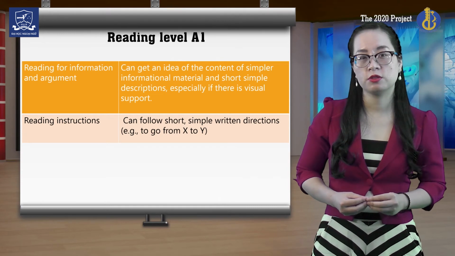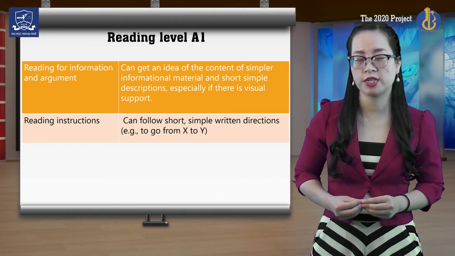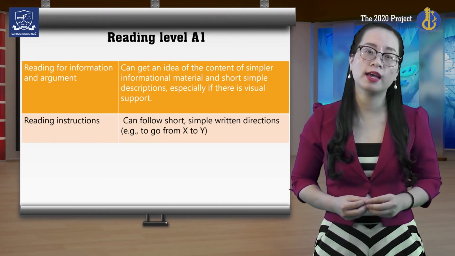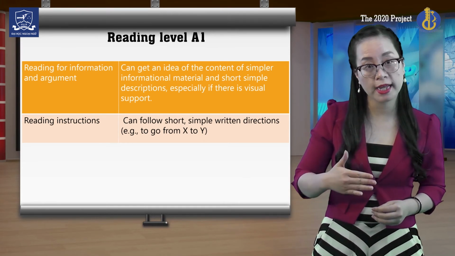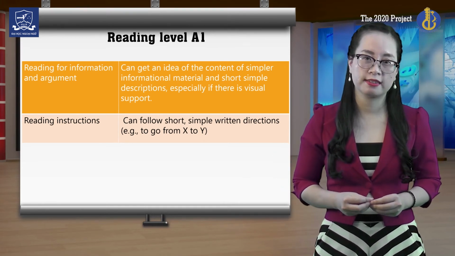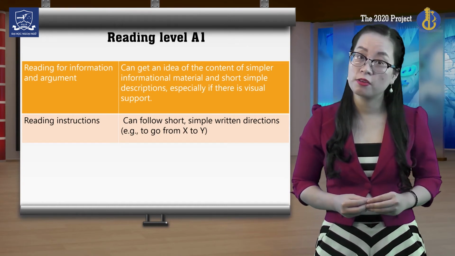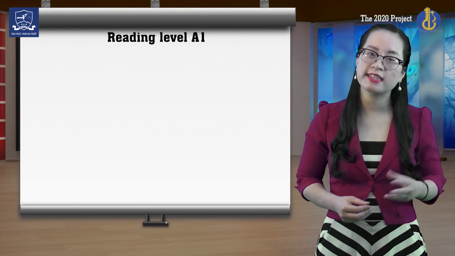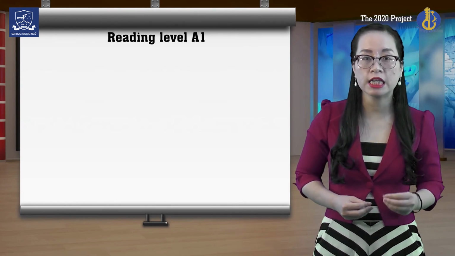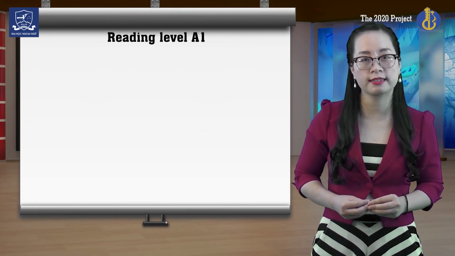The final subskill of reading is reading instructions. At A1 level, students can follow simple directions to go from one place to another, such as keep left, turn right, or go straight.